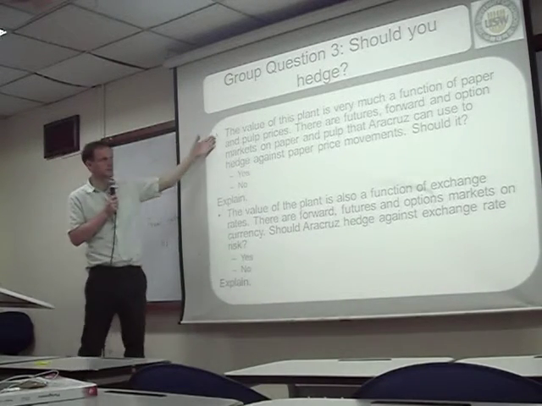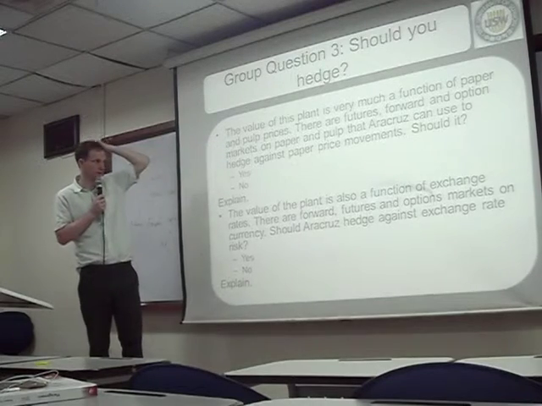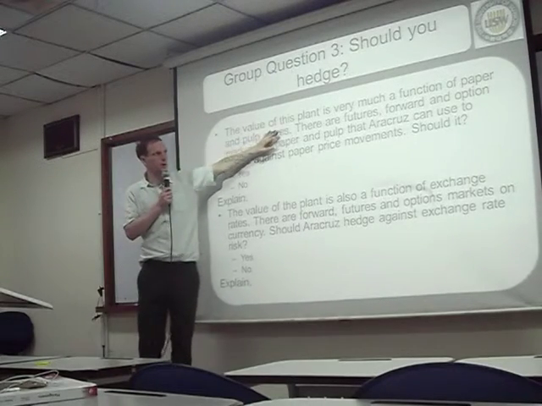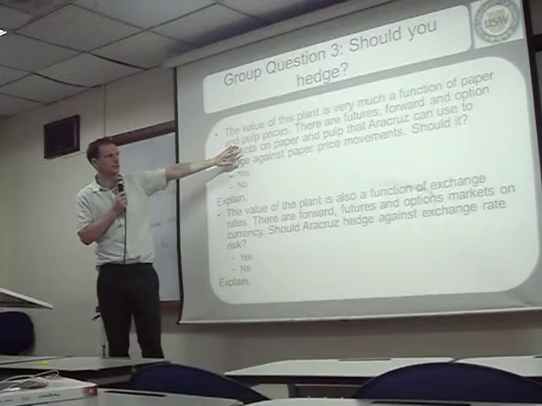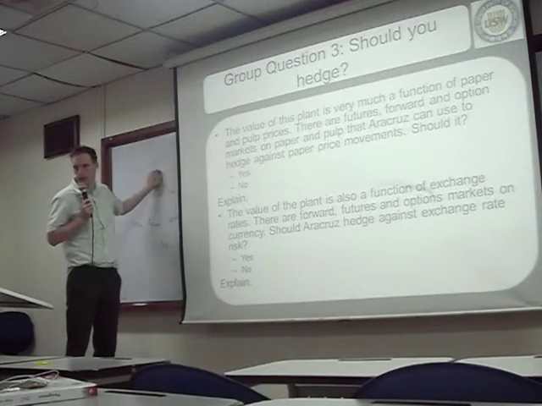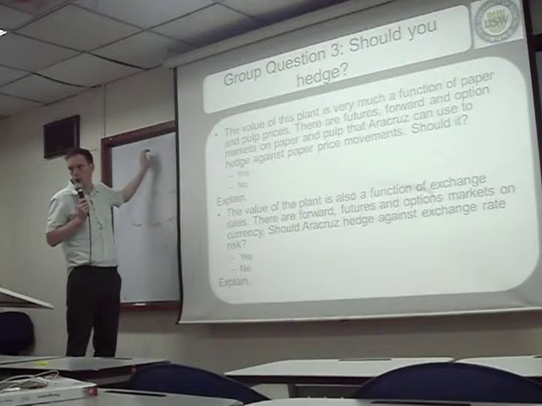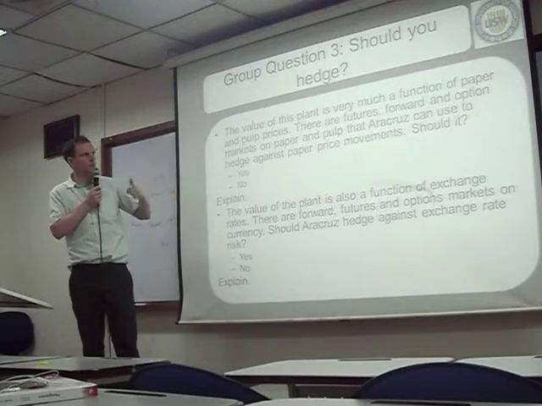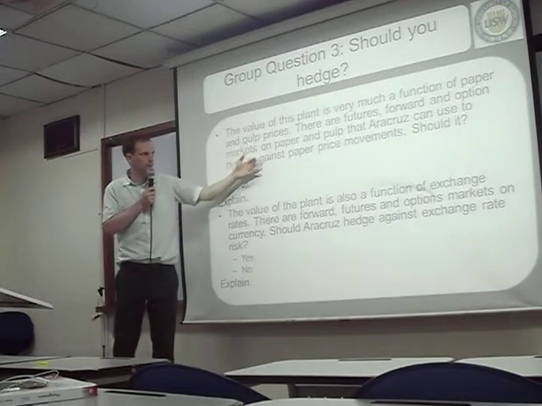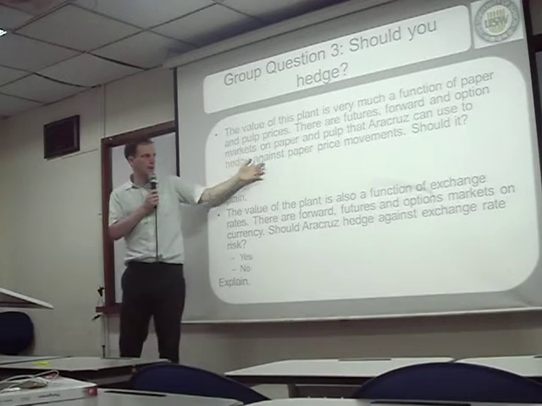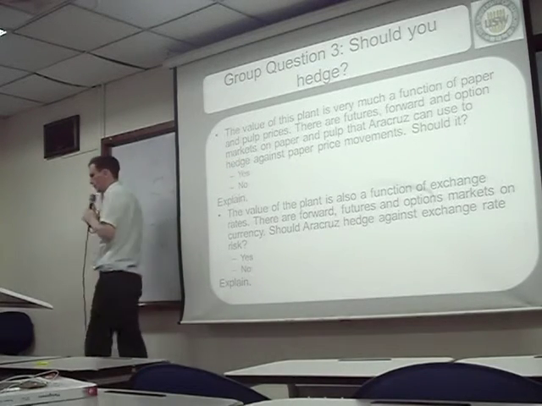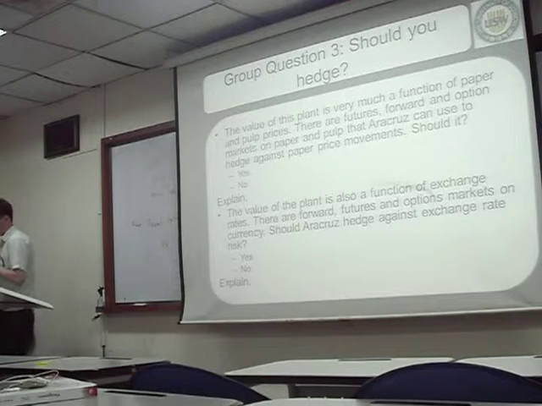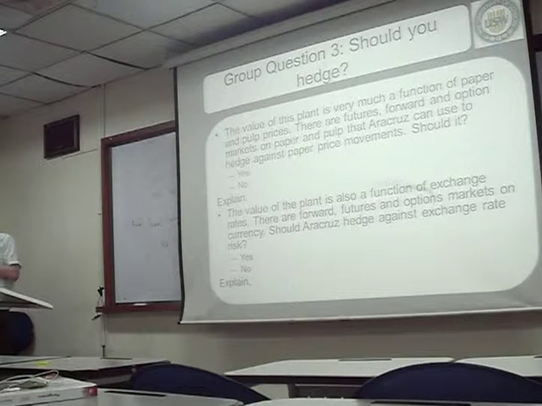So just discuss this question with your partner. The value of this factory is very much related to pulp prices. Okay, pulp is our main cost, like the airline, oil. Okay? There are futures, forward, and option markets on pulp that our crews can use to hedge against this price movement. Should it do it? Yes or no? So discuss with your partner.